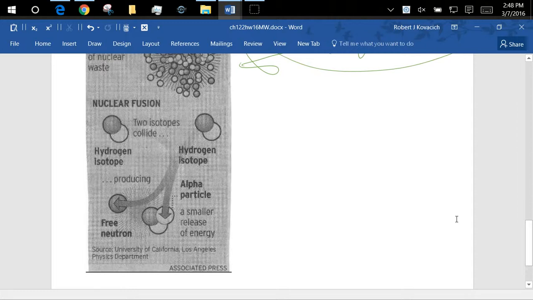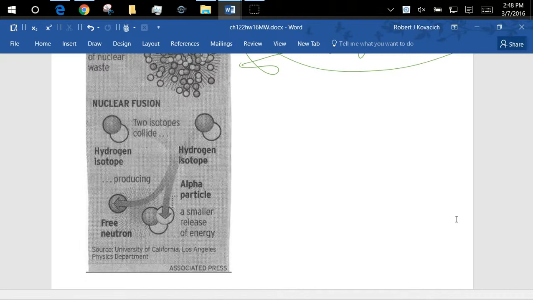A smaller release of energy, really? Because if that was the case, we'd be using the hell out of it. It is not a smaller release of energy. It is an incredibly large amount of energy. Plus, it says that that's an alpha particle. That right there is not an alpha particle. An alpha particle is 2 protons and 2 neutrons. That is a tritium. That is one proton and 2 neutrons. Or wait, no, sorry, that's 2 protons and 1 neutron. Can't exist. Isotope wouldn't handle that.